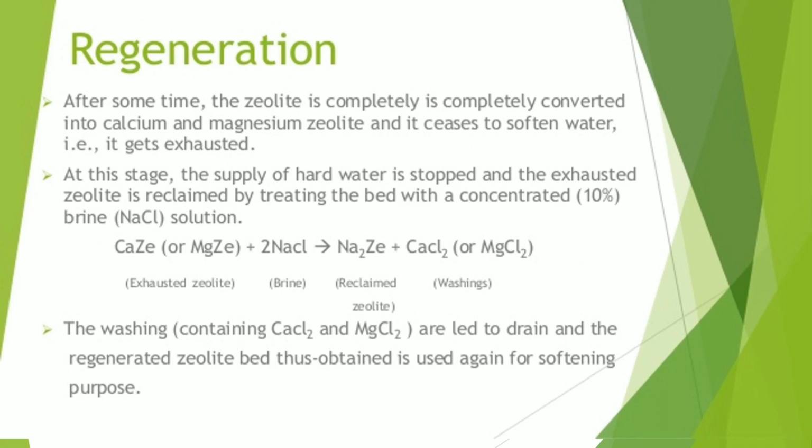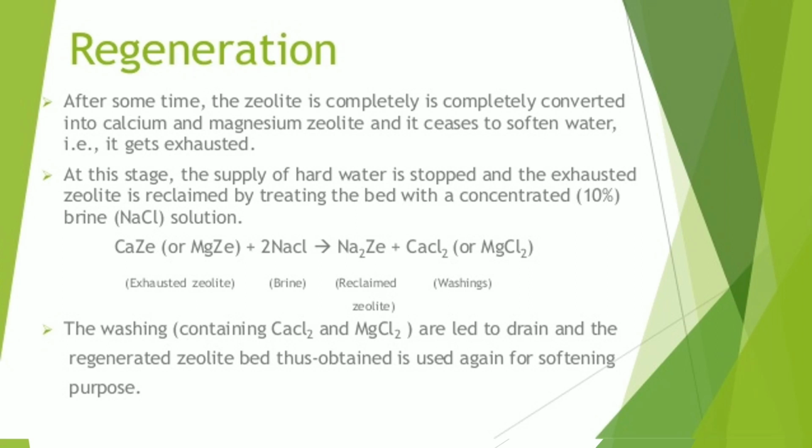Let us study the regeneration process of the zeolite unit. After some time, the zeolite is completely converted into calcium zeolite or magnesium zeolite. That means the bed ceases to soften water, or it gets exhausted. At this stage, the supply of hard water is stopped and the exhausted zeolite is reclaimed by treating the bed with a concentrated sodium chloride or brine solution. The following reaction takes place during this regeneration process.